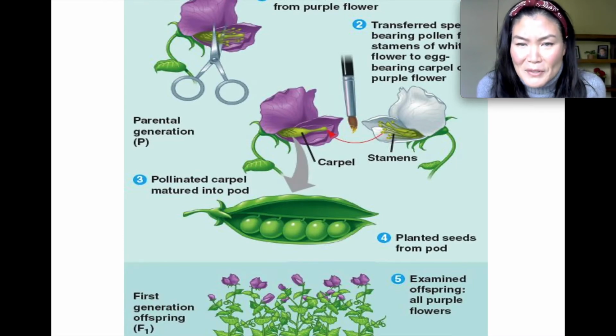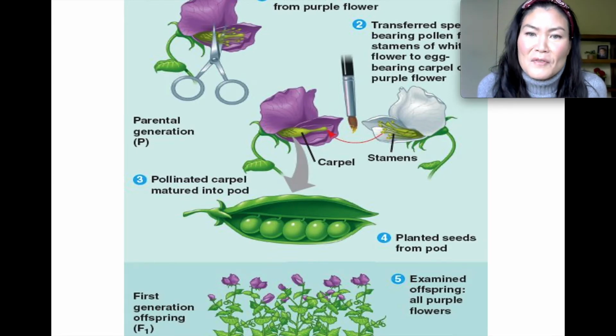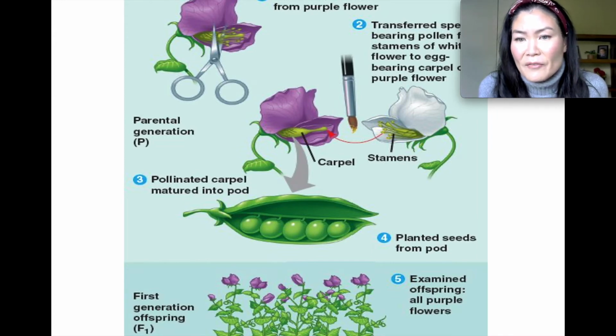We did talk about this in class earlier, about how the flower is the sexual organ of a plant. And you have male parts and you have female parts, and both male and female parts are found on a flower for this sweet pea plant.